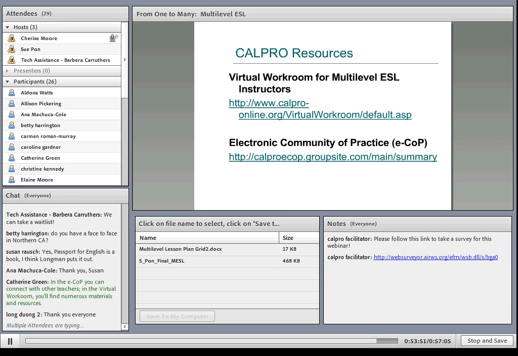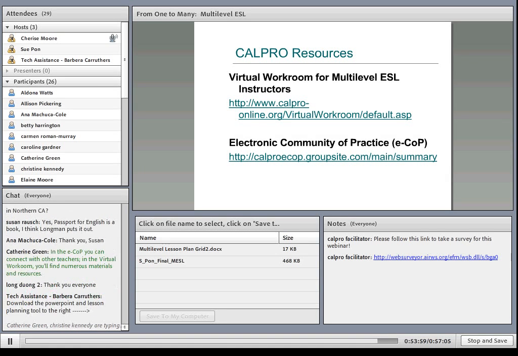On this slide that you're looking at in front of you, on the lower middle portion of your screen, there are 2 documents that are available for you to download. You can download this PowerPoint as well as the lesson plan grid that Sue addressed. To do that, you would click on the file that you want and then click Save to My Computer, and it will save it on your computer. You can go ahead and do that now while the course room is open for you.